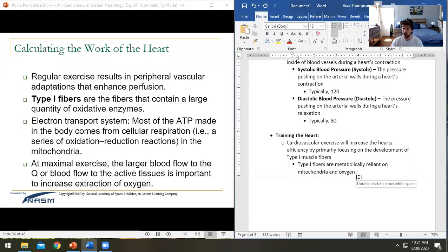Now, I'm not saying that's the only type of fiber that you want to focus on, right? That's certainly not true. You don't only want to focus on type 1 muscle fibers, you also want to focus on type 2 muscle fibers. But when it comes to training your heart, training for type 1 fibers in particular is one of the best ways to do that because they are metabolically relying on oxygen delivery. And because they rely on oxygen delivery and your heart is what determines your oxygen delivery, you are training your heart as a byproduct of doing this activity.